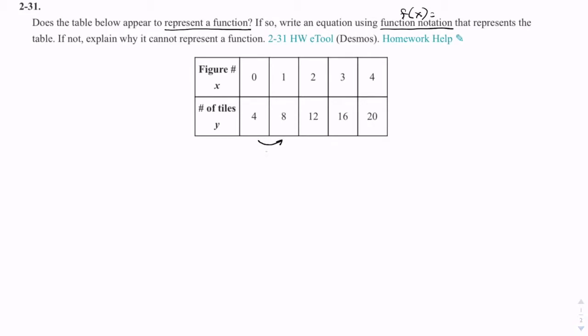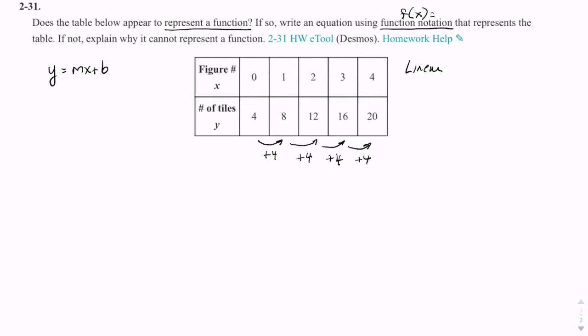So from 4 to 8, I added 4. From 8 to 12, I added 4. From 12 to 16, I added 4. And from 16 to 20, I added 4. So we realize now that it is linear, right? Linear. Now, linear equations are written in the form y equals mx plus b, right?